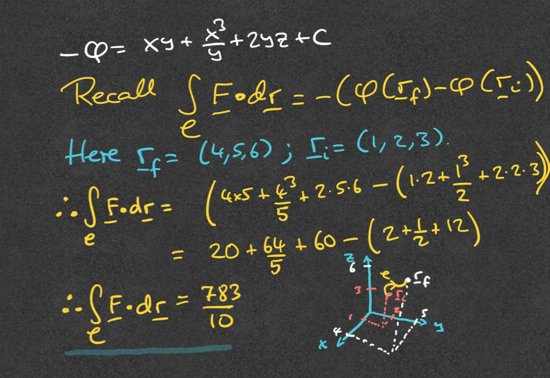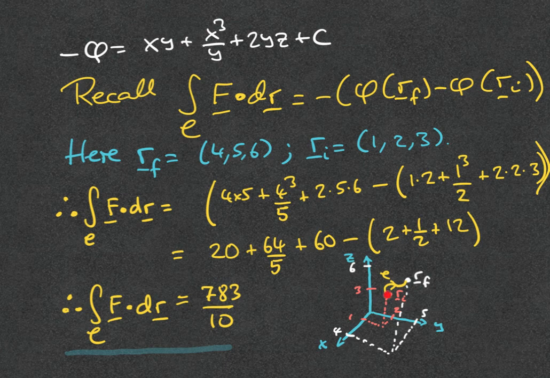So I've just tried to draw our axes, x, y, and z. I've tried to indicate where our points are. x is 1, y is 2, z is 3. That's our starting point. And x is 4, y is 5, z is 6. That's our finishing point. And because this is a conservative vector field, it doesn't matter which exact path we take to go from here to here. It's just the starting and end points that matter.